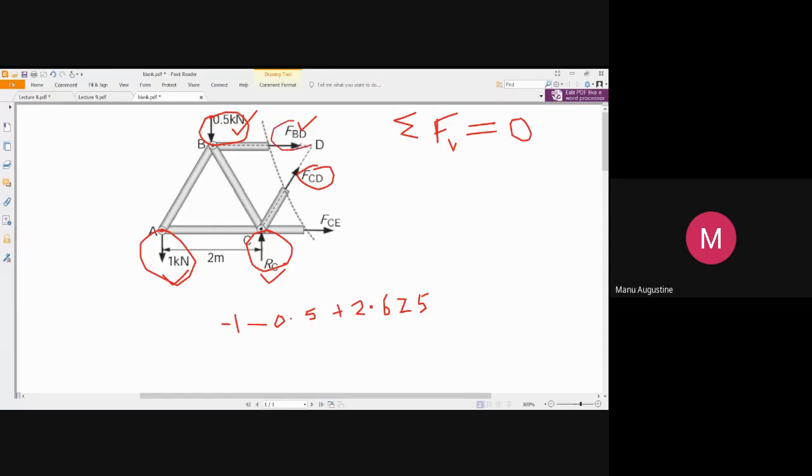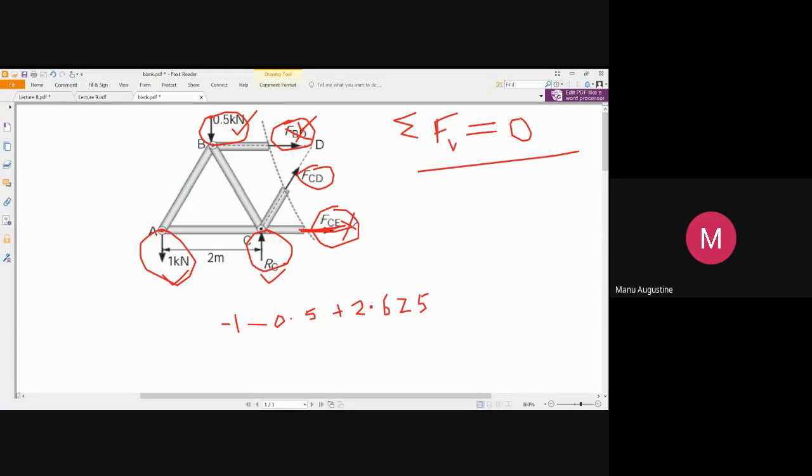Should I take FBD in this equation? FBD will not come, absolutely not, because FBD is a horizontal force. So omit this. FCE? Yes sir. Sir, will you draw the component of it? How will FCE come? This is also horizontal, a purely horizontal force. Can't you see? If FBD is not taken because of being purely horizontal, then how will FCE appear? This will also not appear because this is also purely horizontal.